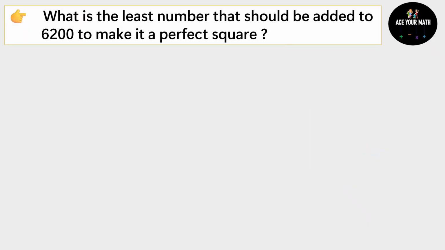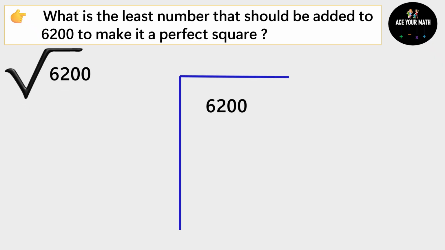Now look at the next question. What is the least number that should be added to 6200 to make it a perfect square? The question indicates that the given number is not a perfect square. So we will first try to find the square root by the long division method. Write down the number, put lines like this and start grouping.